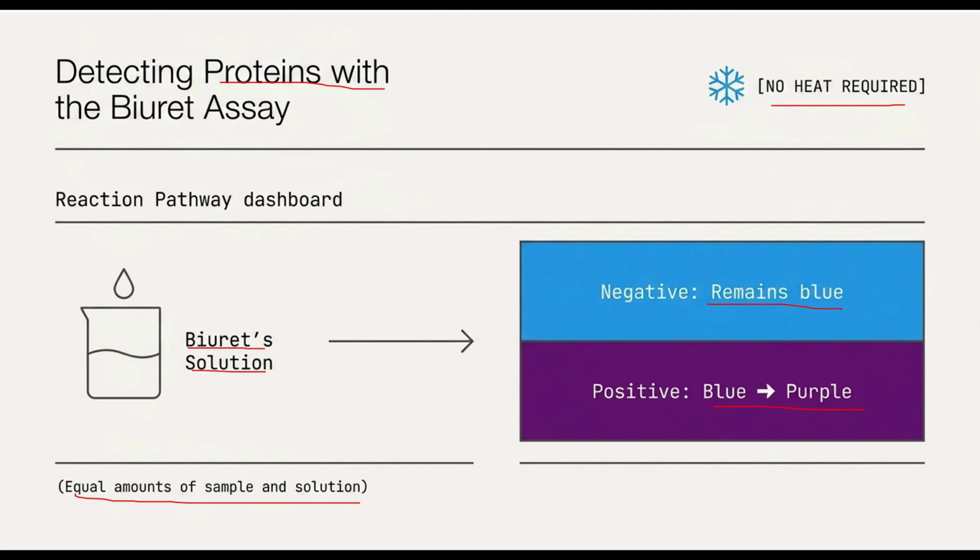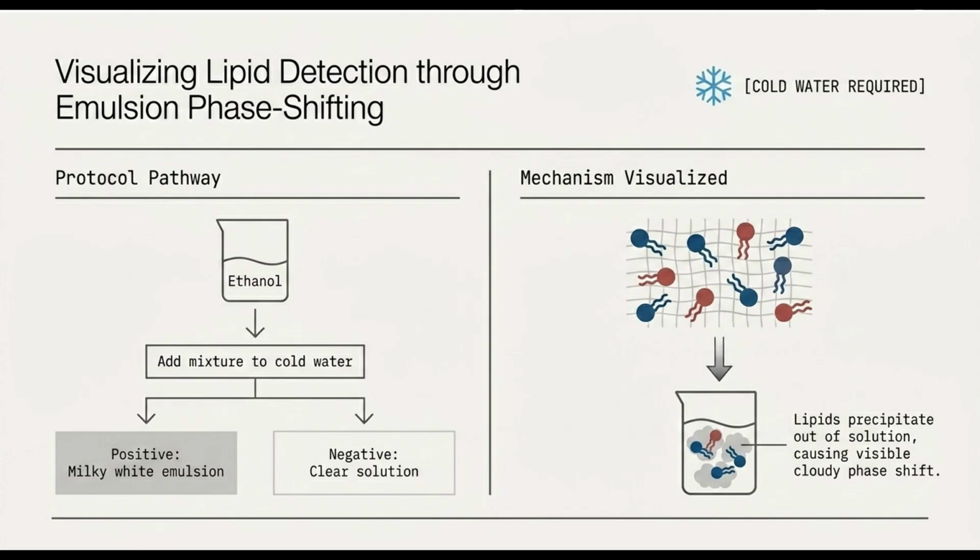Now let's check for lipids. How to identify whether there are lipids or not. Lipids are identified using the emulsion test. First, the sample is mixed with ethanol. What do we have to do? First, we mix it with ethanol. Then add it to cold water.